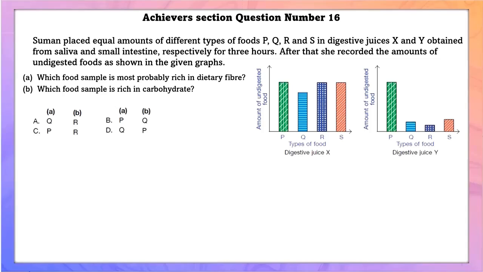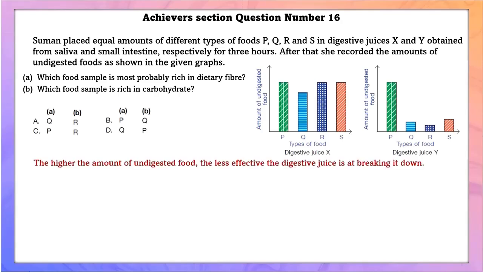Suman placed equal amounts of different types of foods P, Q, R and S in digestive juices X and Y obtained from saliva and small intestine respectively for 3 hours. After that, she recorded the amounts of undigested food as shown in the given graphs. A. Which food sample is most probably rich in dietary fibers? B. Which food sample is rich in carbohydrates? The higher the amount of undigested food, the less effective the digestive juice is at breaking it down. Dietary fibers is not digested by digestive enzymes.